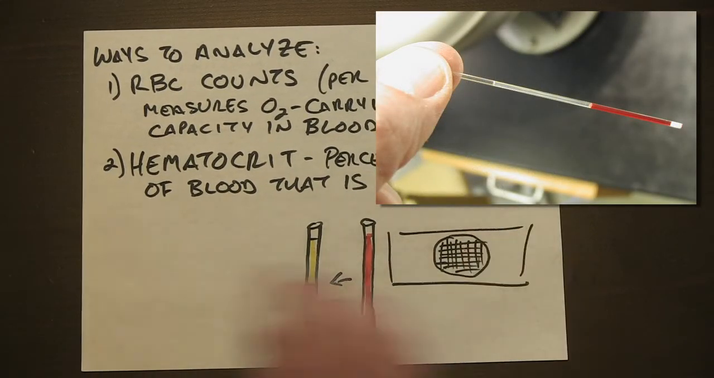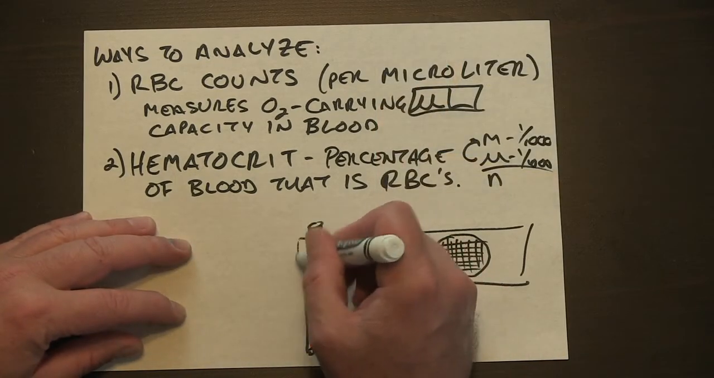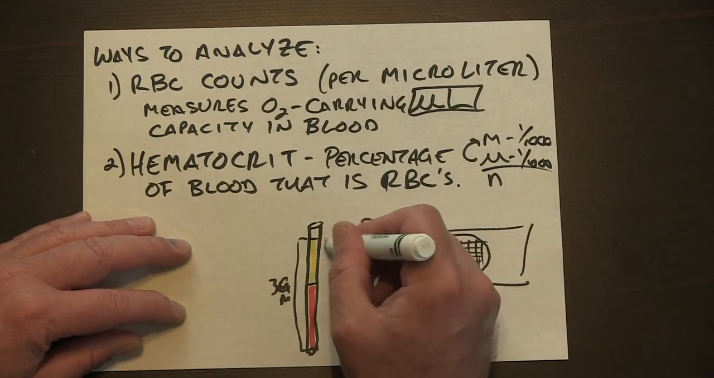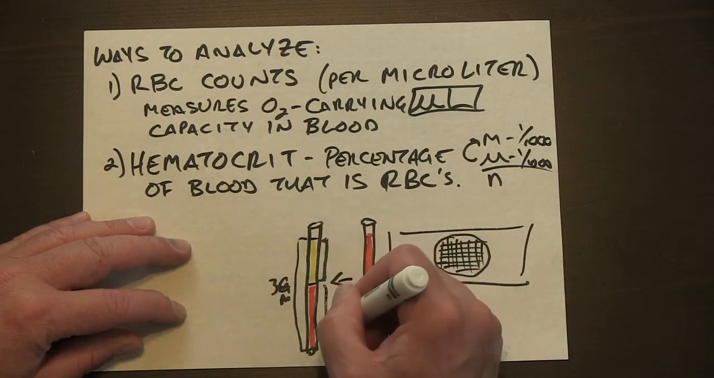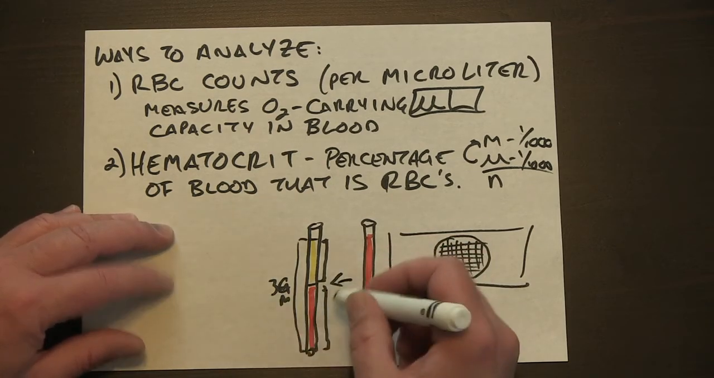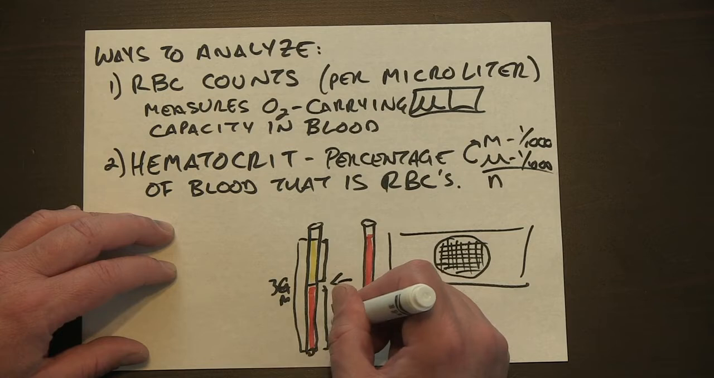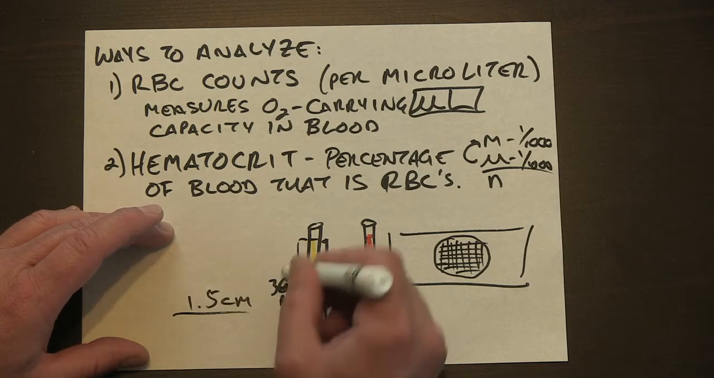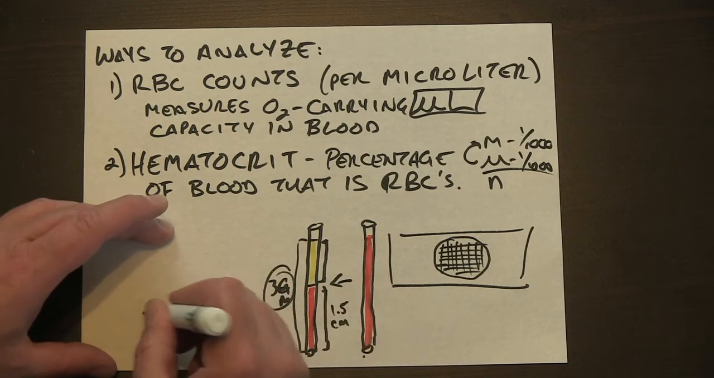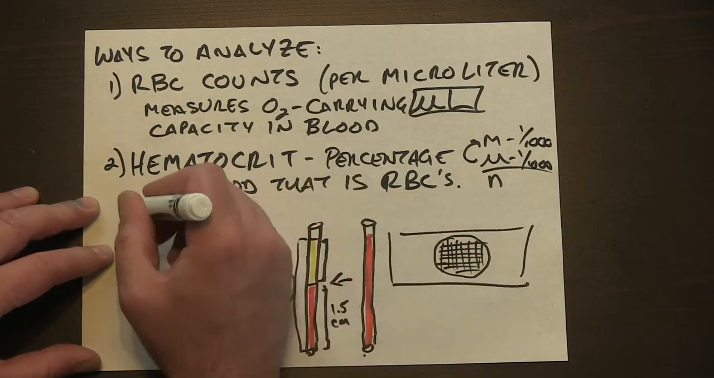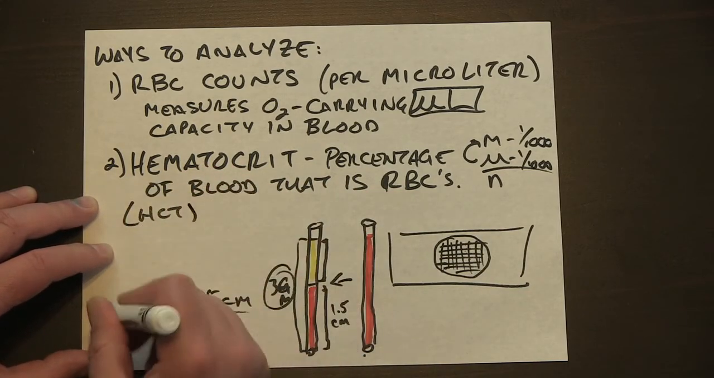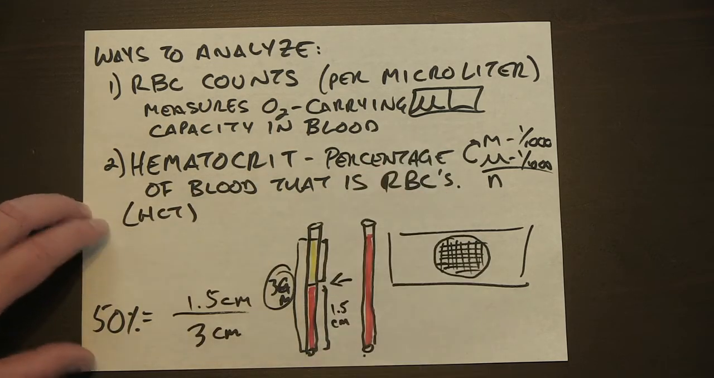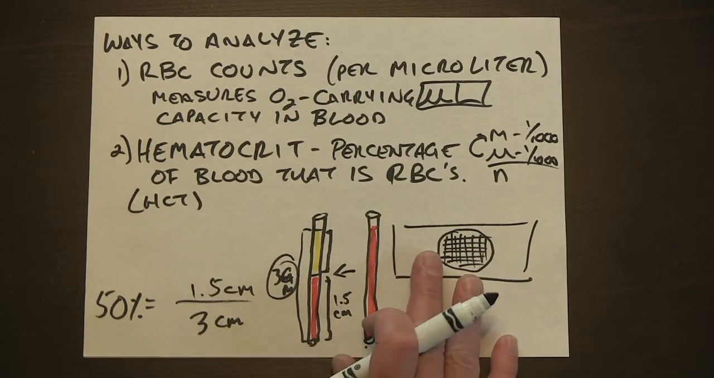So basically what you're doing is, you can measure this, say this is, I don't know, say 3 centimeters. Oops, not meters, centimeters. And then you would measure the length of that and then the length of that, and you set up a proportion, say that this is 1.5 centimeters. So 1.5 centimeters out of the total 3 centimeters. That means the hematocrit, or this is actually shorthand, HCT, is, in this case, easy 50%, right? Because that's about half of that. That's the hematocrit.